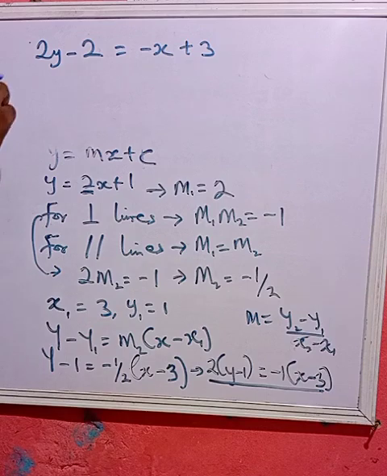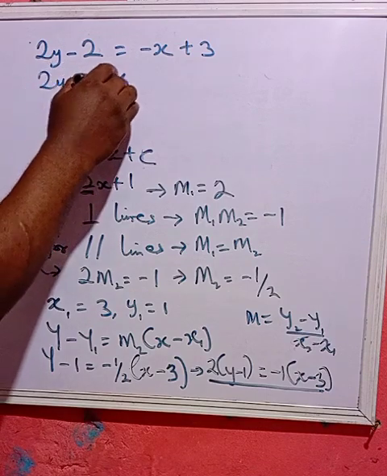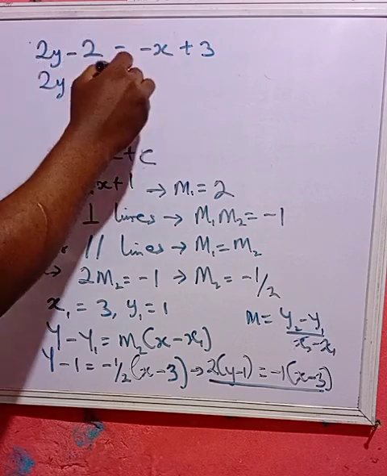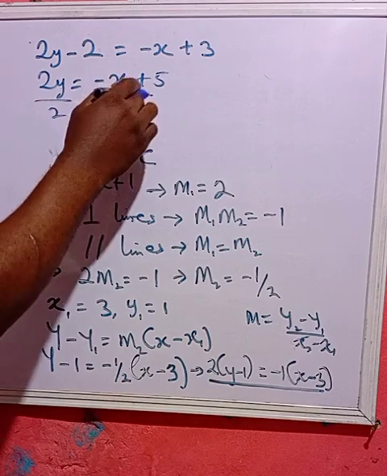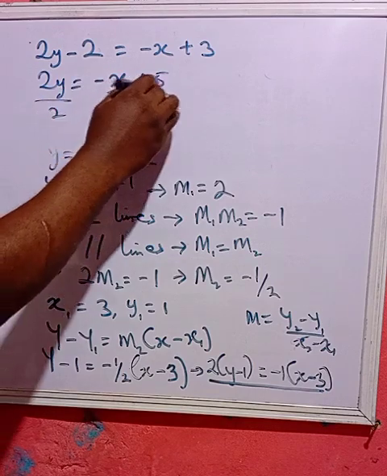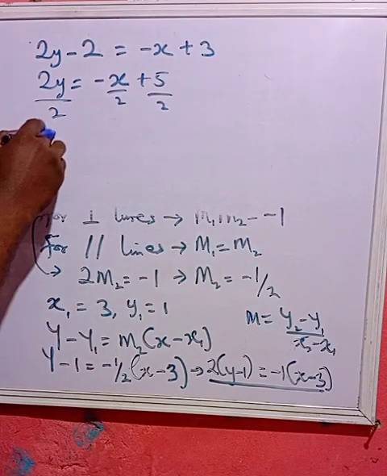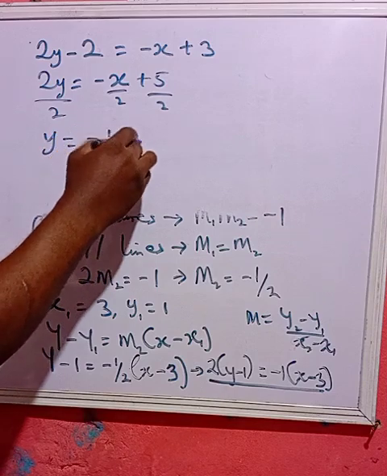Now we simplify further. We have 2y is equal to minus x, and minus 2 comes over here and becomes plus 5. To get the overall equation, we have to divide everything by 2, this by 2, this by 2. I hope you're paying attention. Finally, our answer becomes y equal to minus 1 over 2 x plus 5 over 2.